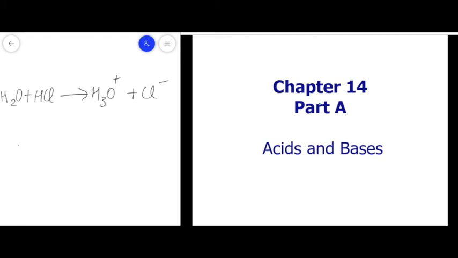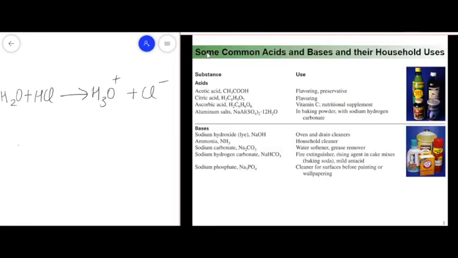In this lecture, we will be discussing acids and bases. So let's begin with some common acids and common bases that we usually use in our household. For instance, acetic acid, which is one of the flavoring agents used in our food. It's essentially just vinegar. The other acid example is citric acid. Ascorbic acid, which is essentially just vitamin C, which we consume, right?